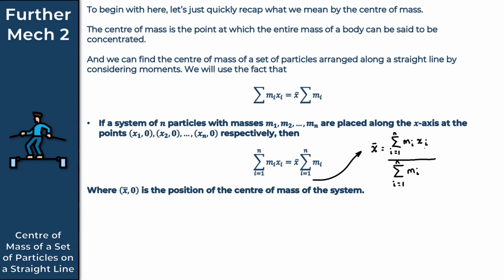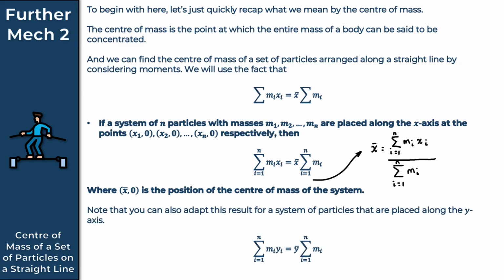Using this result, as you can see, it's really quite easy to find the center of mass of a given system where all the particles just lie on a straight line. And just know as well that you can also adapt this result for a system of particles that are placed along the y-axis. Just in case you were curious, we can also adapt this when the particles lie along the y-axis. And as you can see, the only difference is that rather than xi and x bar, we replace that with yi and y bar.